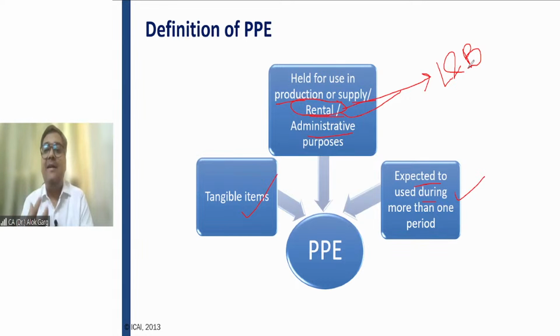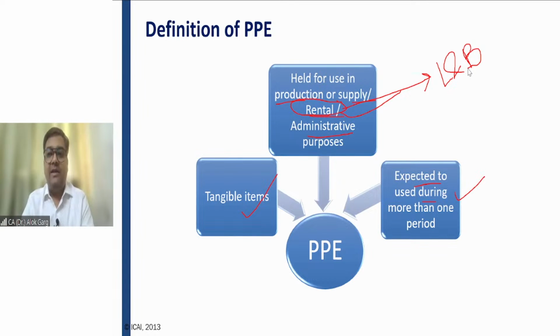The land and building which is only held for earning rentals, that has to be classified as investment property. Okay? That has to be classified as investment property. Is it clear? Please write down. Land and building which is held for earning rental will be covered.